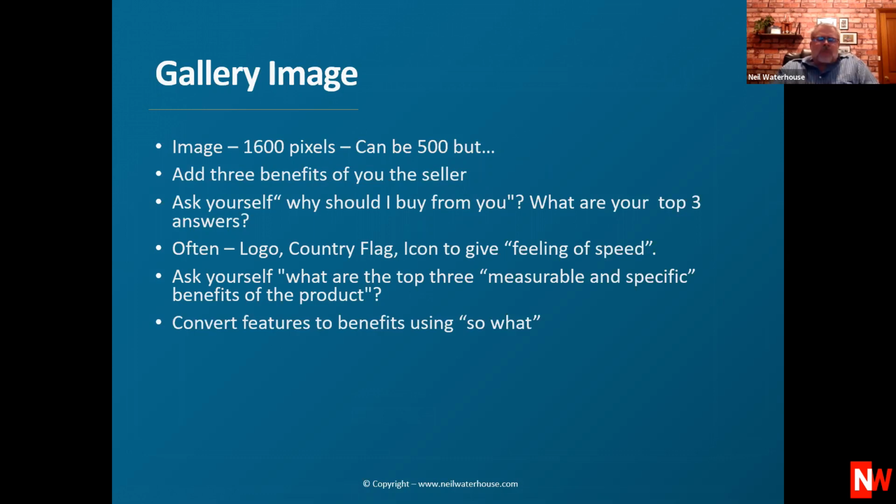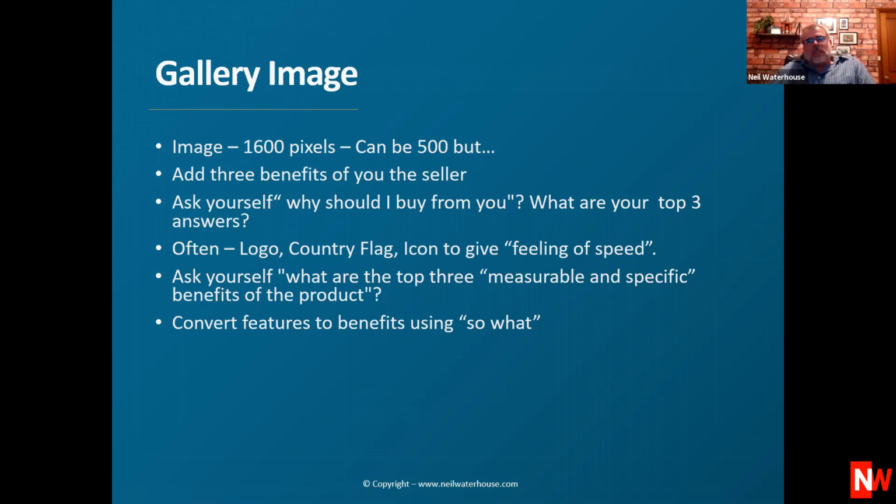So ask yourself, top 3 things about you, and then convert the features to benefits using the so what. The so what principle is so important. Whenever I'm proofing any of my stuff from my staff, any ad copy, I'm always reading so what. So when they write something like stainless steel, I always say, well, so what? Well, it won't rust. So whenever you're reading any kind of benefit, always say to yourself, so what?